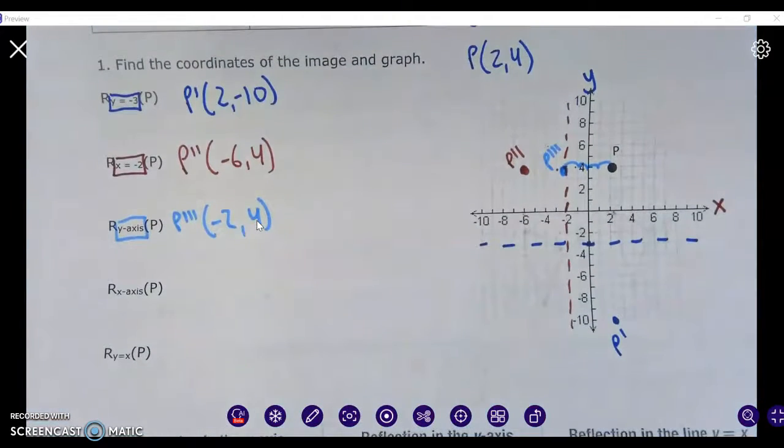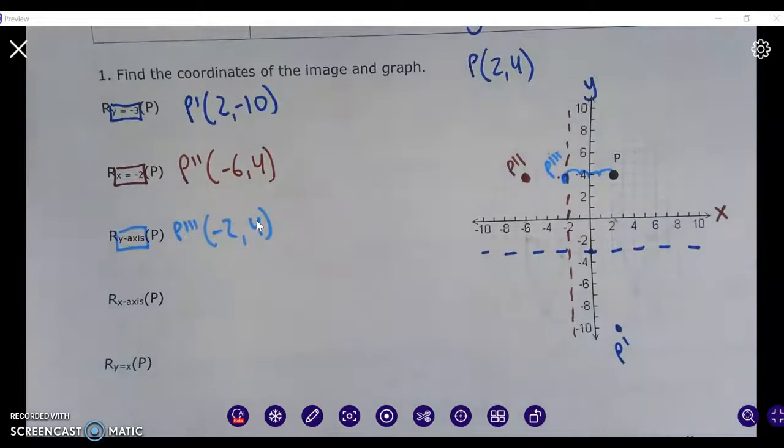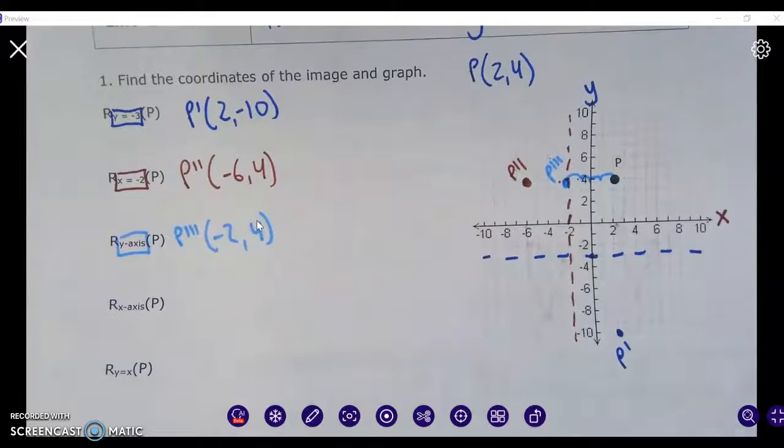So guys, on most of your assignments, you're not going to do 1,000 reflections on one graph. You'll just have one reflection to do. Well, if you ask questions, figure it out.